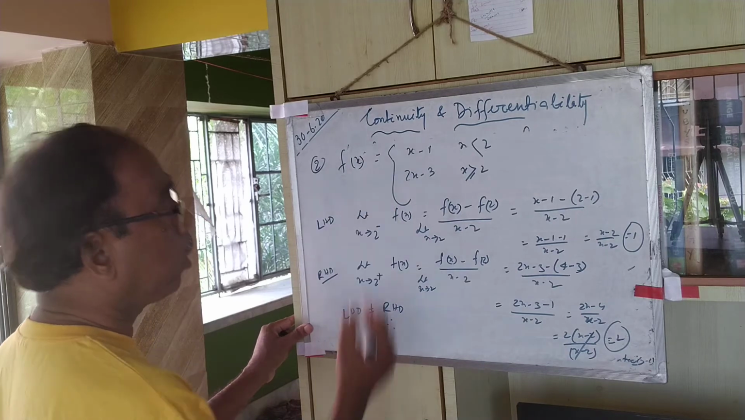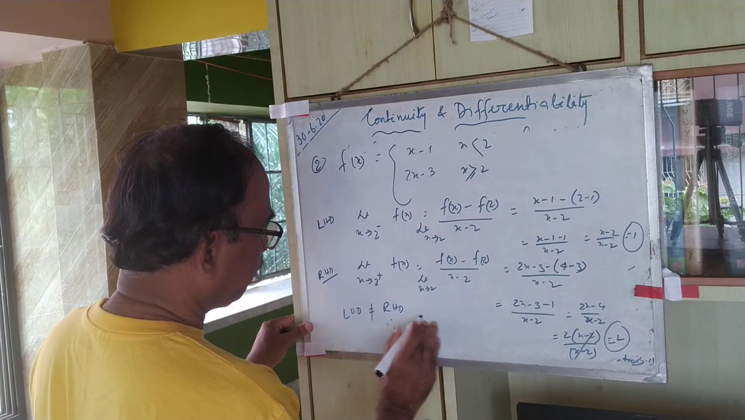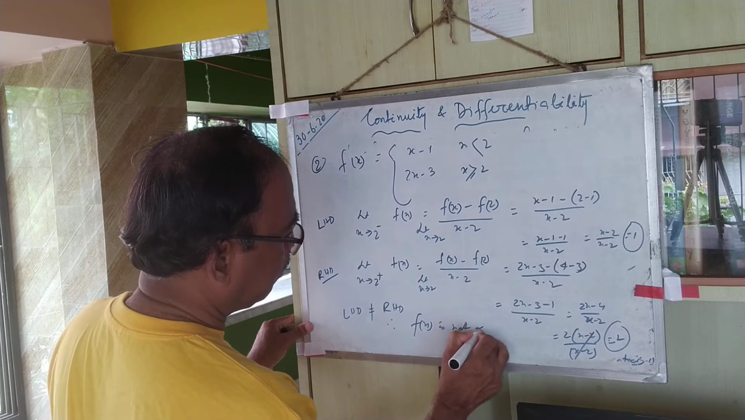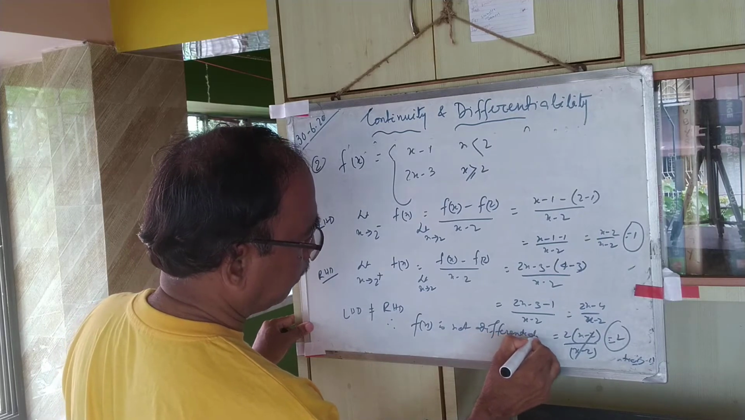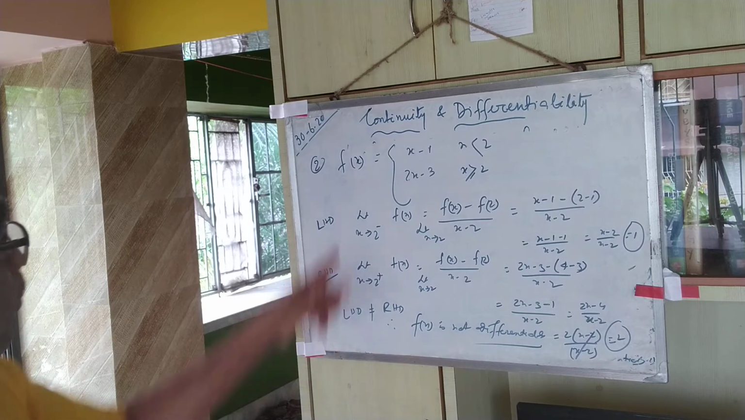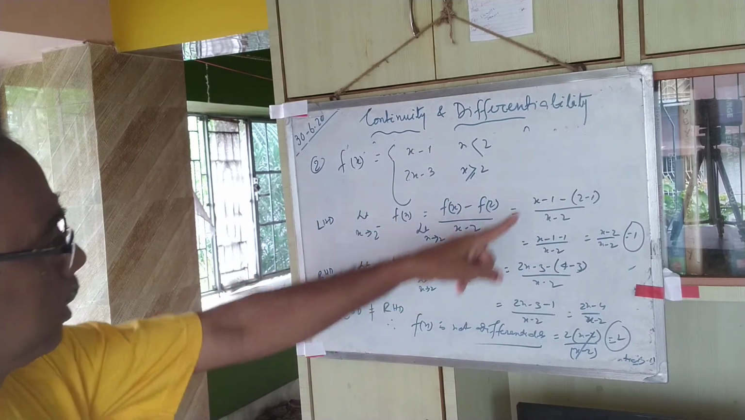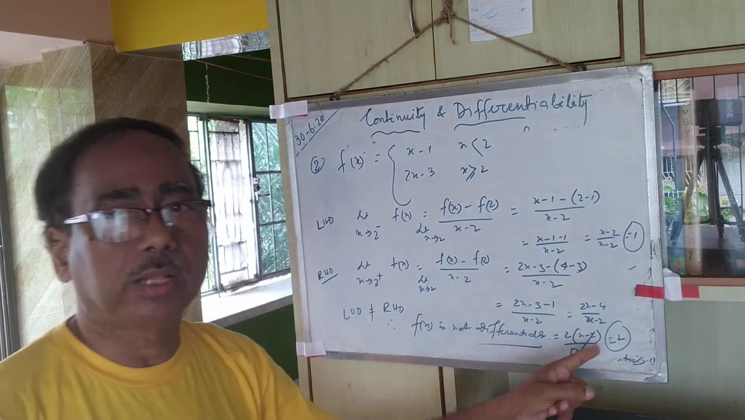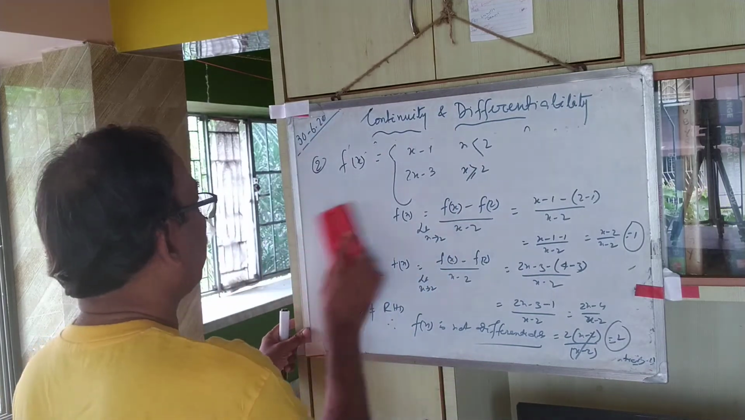Therefore, it is not differentiable. Therefore, the function f(x) is not differentiable. So in this case, here we have to prove that for this f(x), the left hand derivative and right hand derivative are not equal, therefore this is not differentiable.